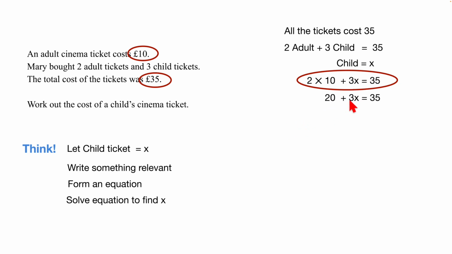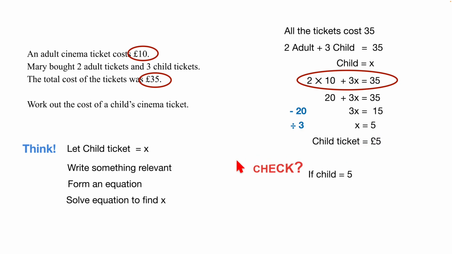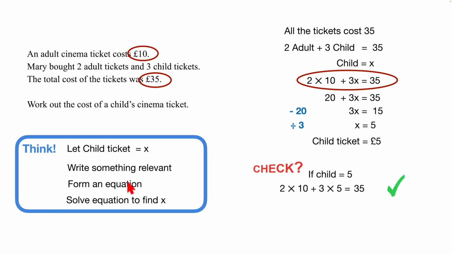So that's 20 plus 3x. We'll subtract the 20. 3x equals 15. Divide by 3, x equals 5. Sounds sensible. Adults 10, kids are 5. A child's ticket is £5. And we can check that: if a child's ticket is £5, 2 times 10 plus 3 times 5 equals 35. Very happy with that. That's a plus.